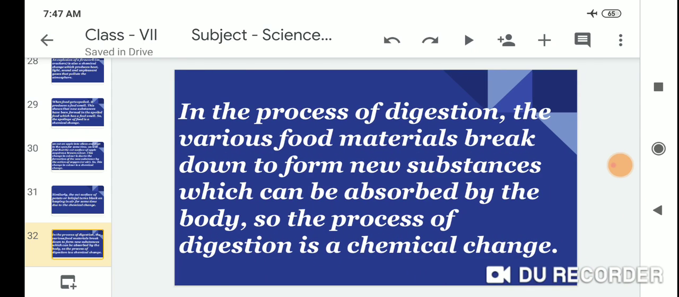In the process of digestion, the various food materials break down to form new substances which can be absorbed by the body. So the process of digestion is a chemical change.